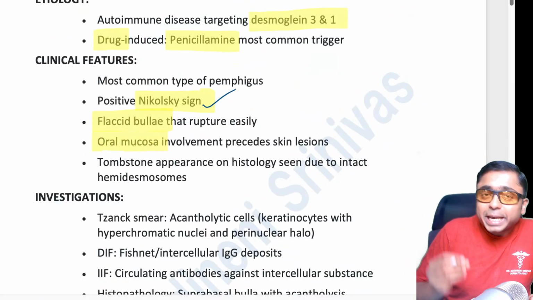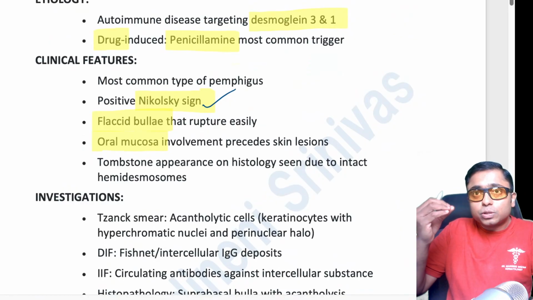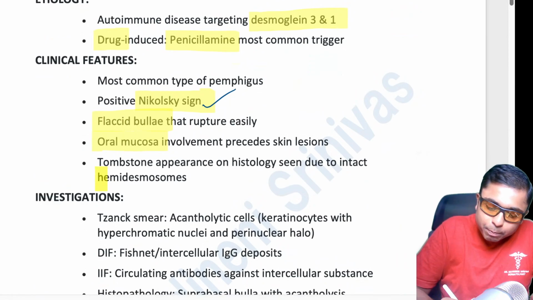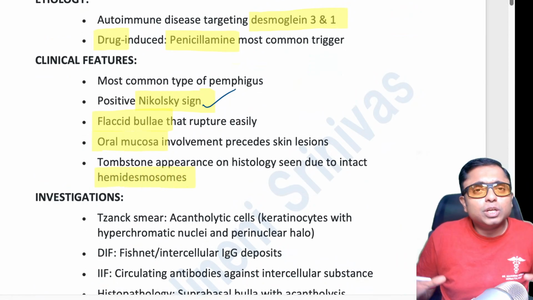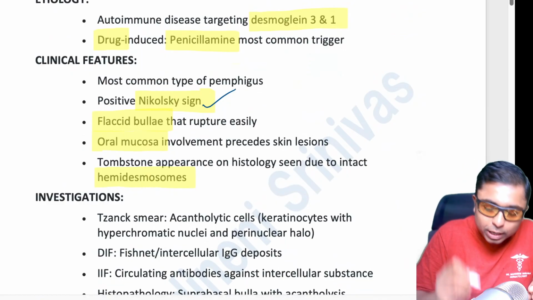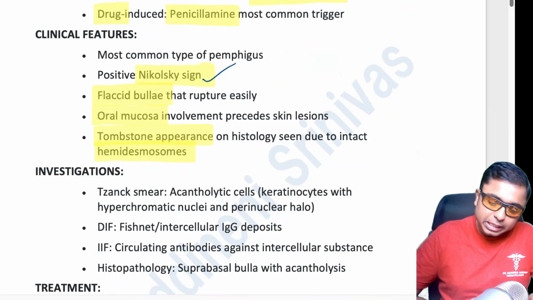And if you take a biopsy, we are going to see that the basal cells are still attached to the underlying dermoepidermal junction because they are connected with the help of hemidesmosomes, which are absolutely normal and intact. That is the reason we get an appearance called the row of tombstones appearance, very important, seen in Pemphigus vulgaris.